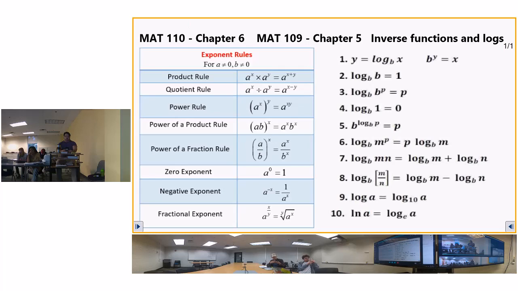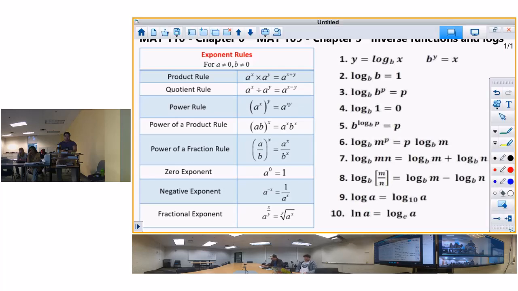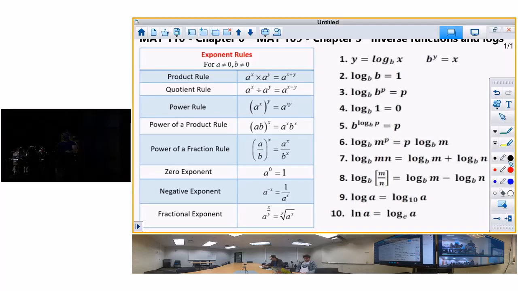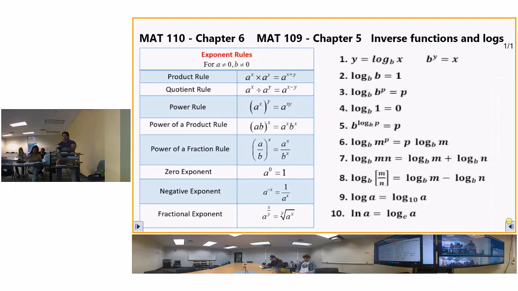But I want to write these down, because the left side is the exponential rules. You should already know those. You should see those and go, oh yeah, I remember. You add the exponents, you subtract the exponents, you write a negative exponent as a positive exponent, fractional. I'm going to highlight the ones you should know and the ones that are important, okay?